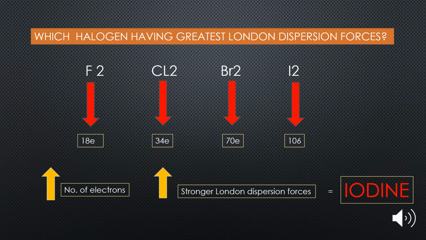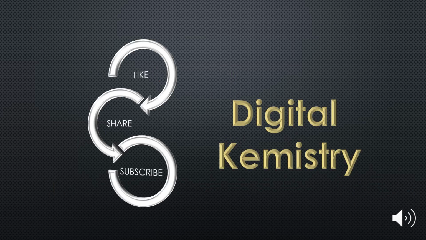Now friends, it's our time to take a test. Tell me which halogen has the greatest London dispersion forces: fluorine, chlorine, bromine or iodine? Look here: the fluorine molecule has 18 electrons, the chlorine molecule has 34 electrons, bromine has 70 electrons and iodine has 106 electrons. We know that the greater the number of electrons, the stronger the London dispersion forces. Here we can say that iodine has the greatest number of electrons, 106 electrons. So it must have the strongest London dispersion forces here.